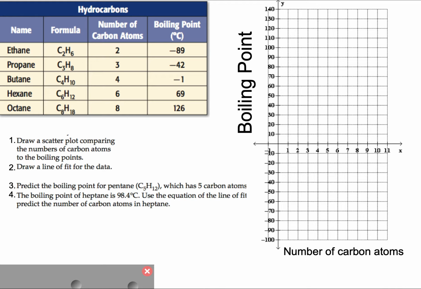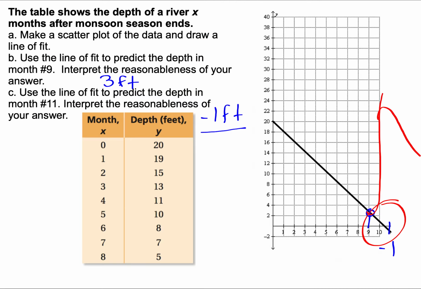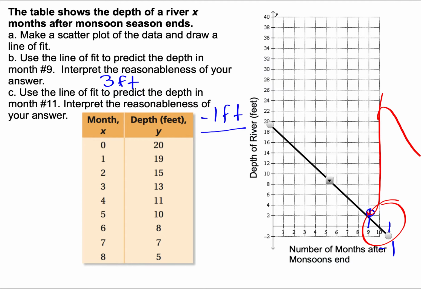Hydrocarbons. This is where we're looking, by the way, back here on this one. I forgot to click those buttons to give us the line dots. I forgot to label the axes, but there they are now: number of months after monsoon season and depth of river.